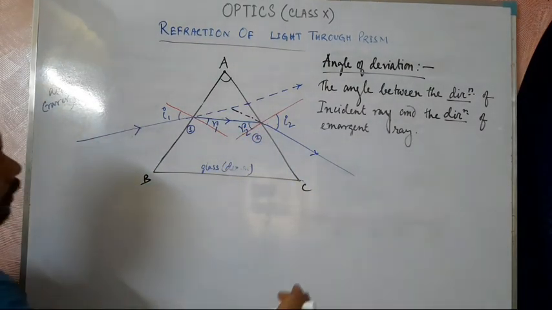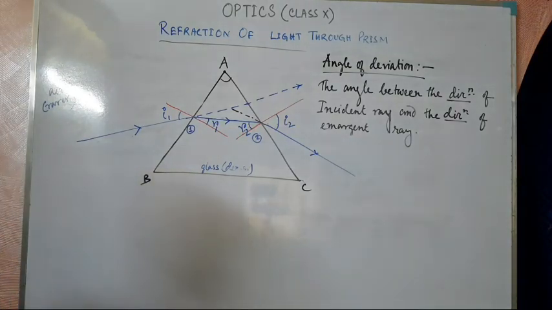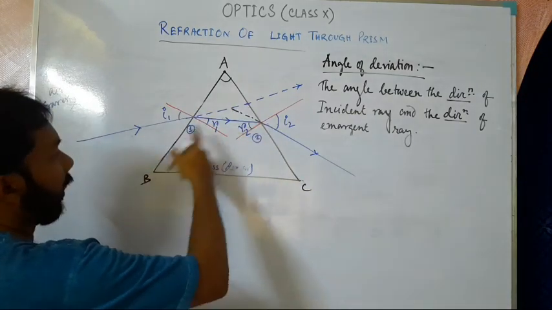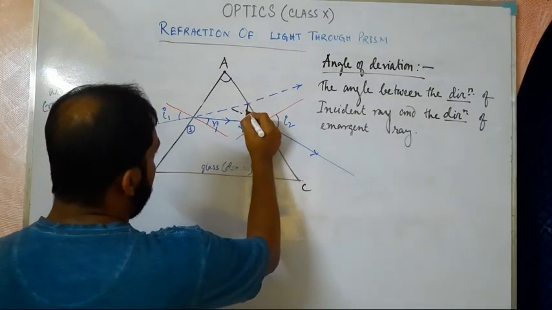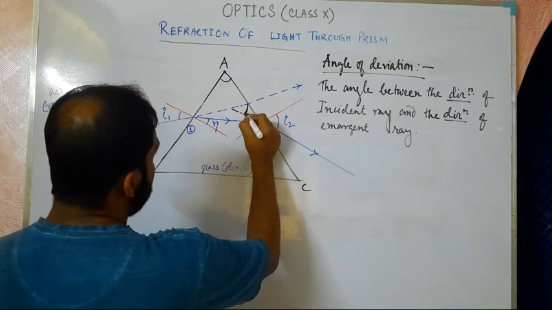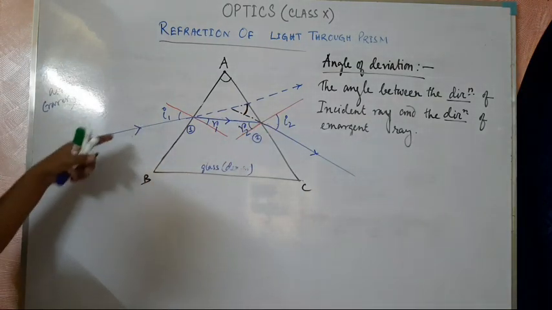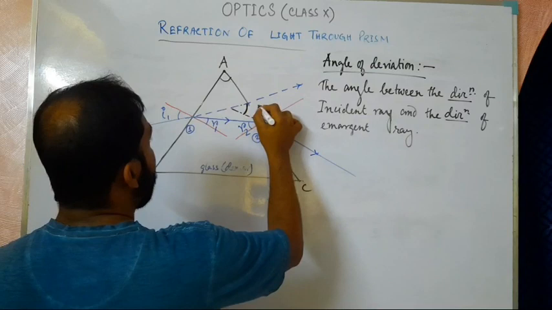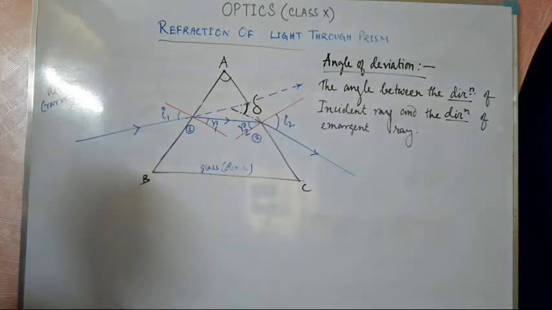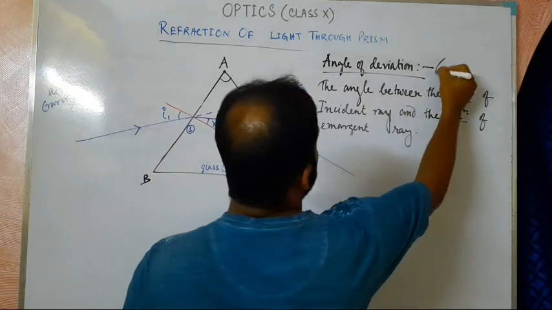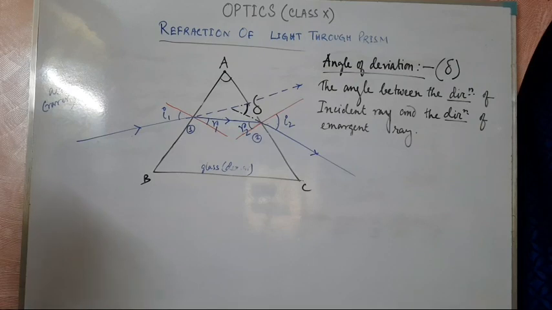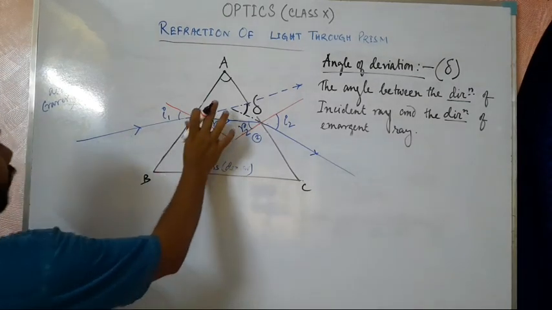So we have extended the emergent ray in the backward direction so that it intersects with the direction of the incident ray, and you see an angle is there. This is the angle between the direction of the incident ray and the emergent ray. This angle is represented by delta, and delta is called the angle of deviation.